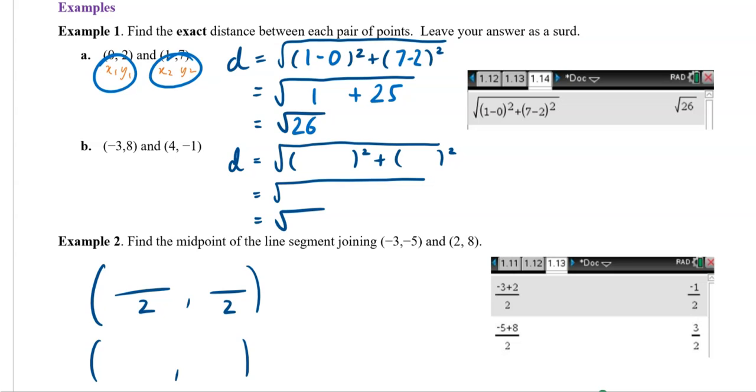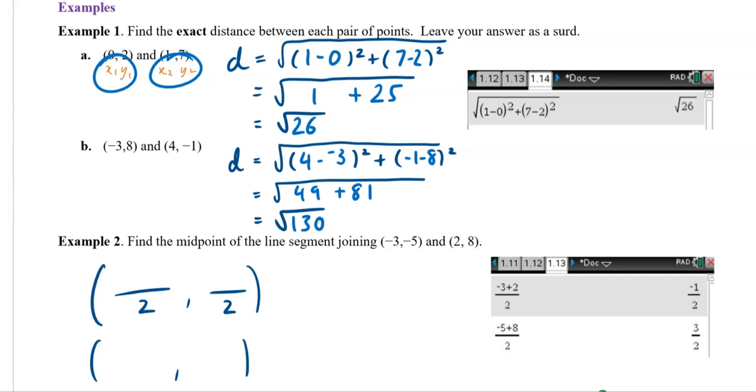Let's do this next one a little bit quicker again. So let's go with 4 minus negative 3 and negative 1 minus 8. So that's going to become a plus there. So 4 plus 3 is 7, and 7 squared is 49. And negative 1 minus 8 is negative 9, but then negative 9 squared becomes positive 81. So it's important to just be careful with your negatives. Remember that squaring a negative becomes a positive, and that is the square root of 130. So that's as simple as we can get that one.